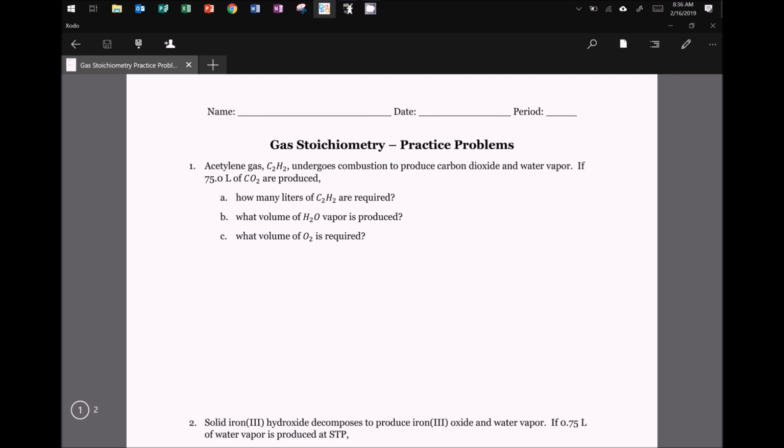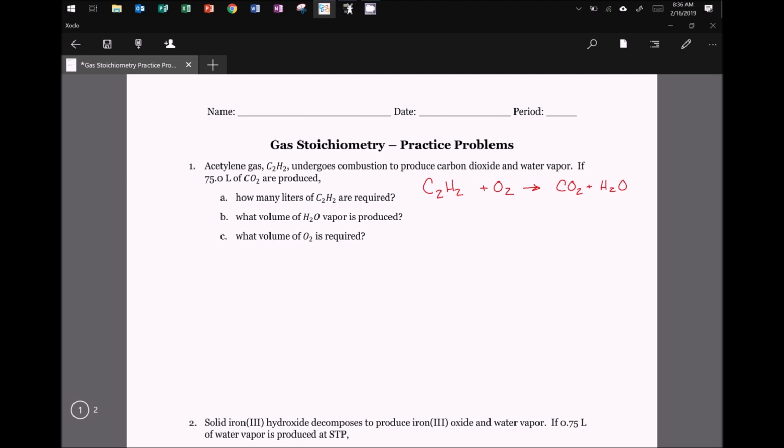So we know that we've got C2H2, so I'll go ahead and write that out. C2H2. And in order for combustion to occur, it's going to react with oxygen. And since it's a combustion reaction, we're going to get carbon dioxide and water, CO2 plus H2O. Okay. Next step is to balance the equation.